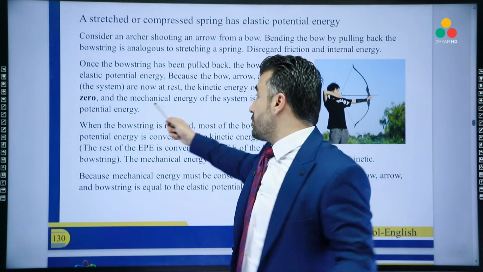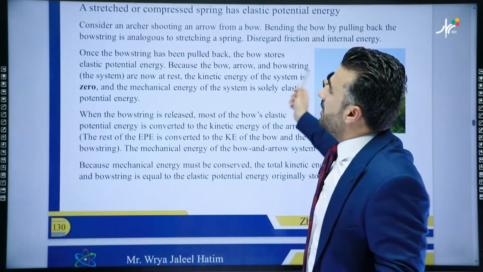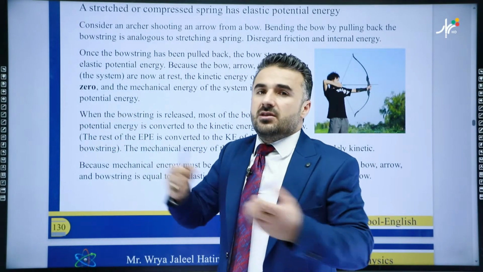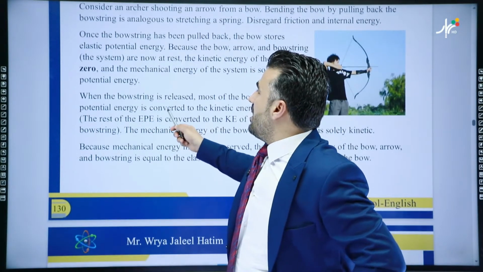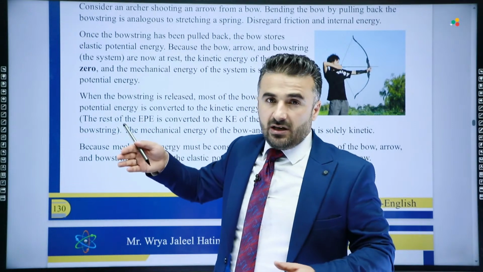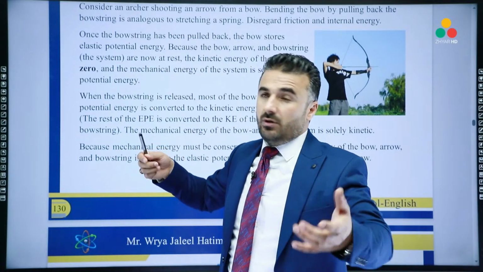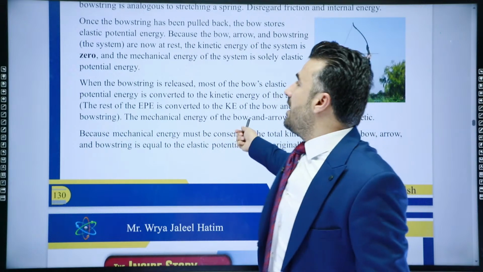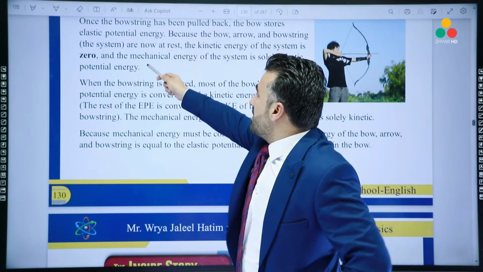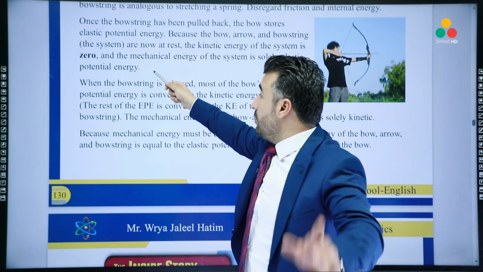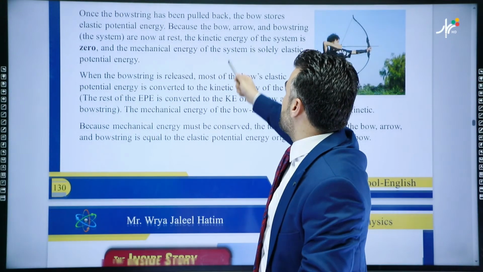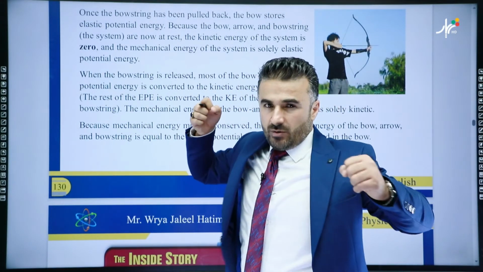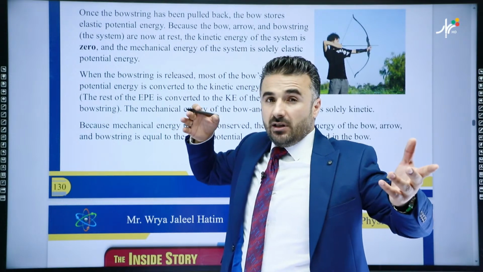If it is at rest, there's no motion, there's no kinetic energy. The kinetic energy of the system will be zero. But what happens when you let the string go? Of course, then you can say all this elastic potential energy will be converted to kinetic energy. And of course, part of it will go to the bowstring as well. But we can say one thing that is always conserved: the mechanical energy of the system is solely elastic once it is not moving. You just stretch it, and then what happens when you let it go?